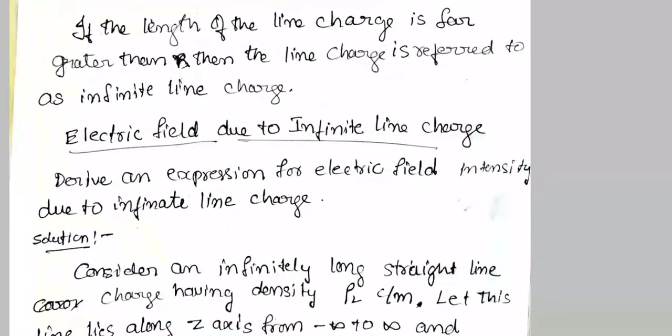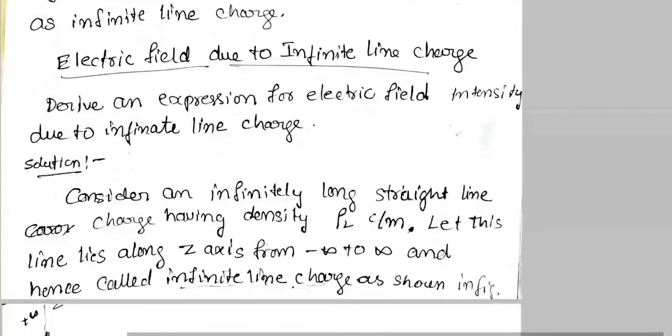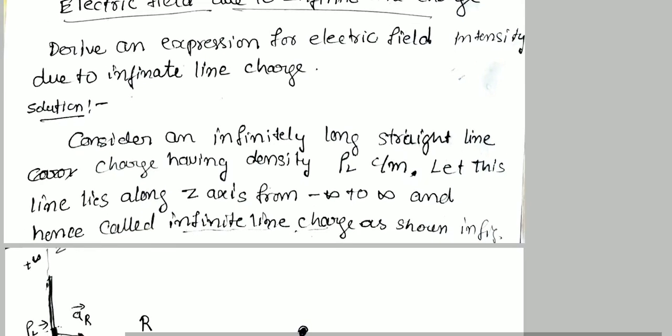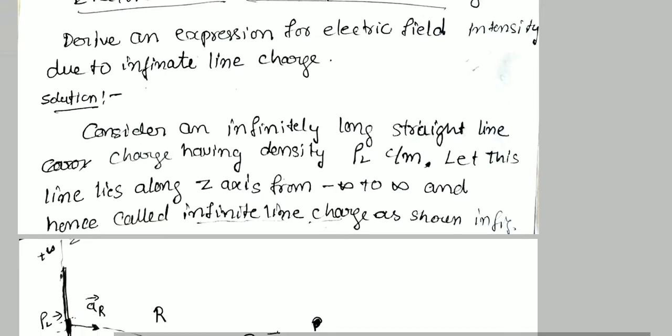So there is a question: derive an expression for electric field intensity due to infinite line charge. Now we will go for the solution, using the previous equation. Consider an infinitely long straight line carrying charge having a density rho L coulomb per meter. This line lies along the z-axis from minus infinity to plus infinity. We are taking a wire of infinite length, and you know that there are three axes x, y, z. Any one axis can be taken for reference. Here we take the z-axis as the reference, and we have kept our wire on the z-axis.